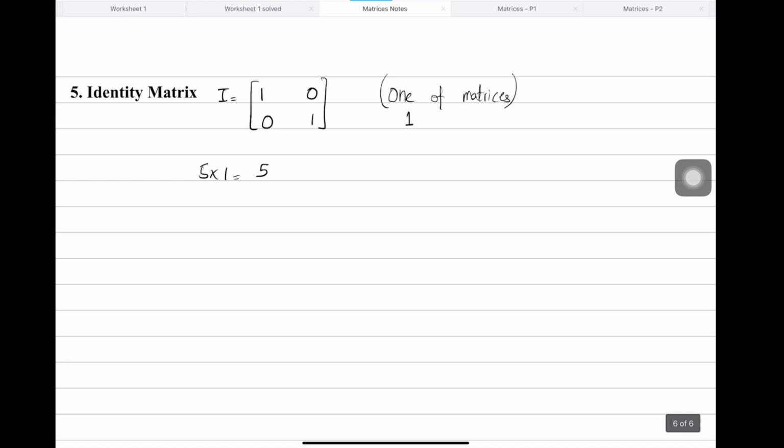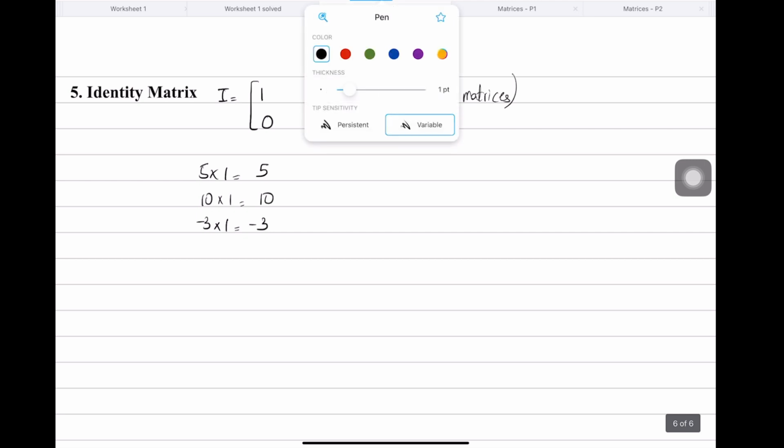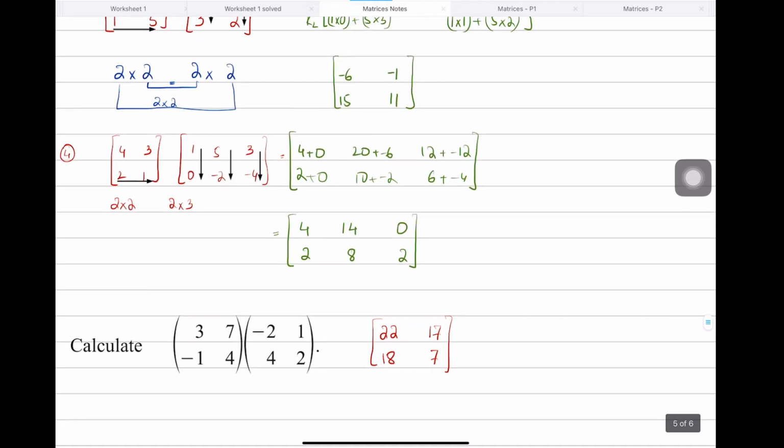It remains 5. If you multiply 10 by 1, what happens to it? It remains 10. If you multiply minus 3 by 1, what happens to minus 3? Nothing. It just remains minus 3. Okay. So that's what I want you to think of identity matrix as. Why? Take any 2 by 2 matrix.